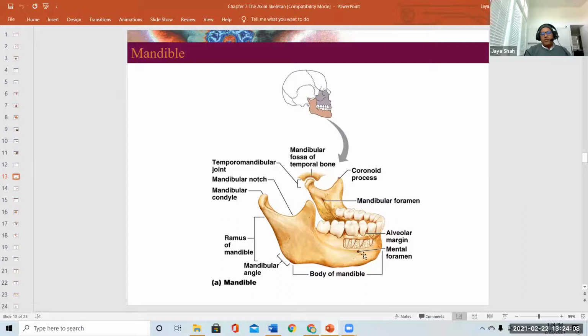So how many foramen? 2. Mandibular foramen is not in the list. Let me see, it is the mandible. Oh, I have the mental foramen. No, it is not the same. So add there mandibular foramen, okay? Because this is very important. In the mandible, add one more: mandibular foramen.